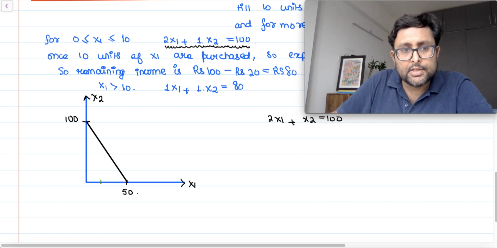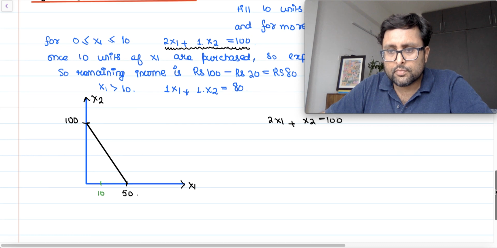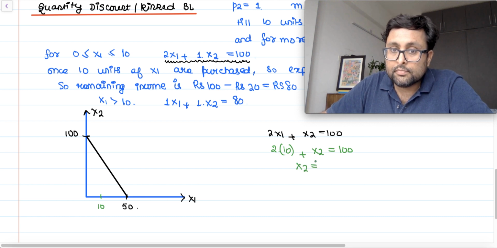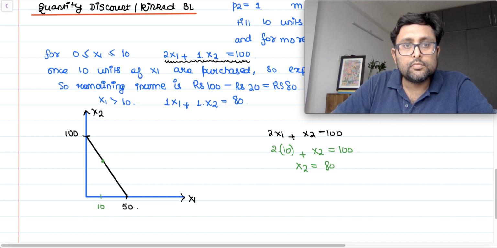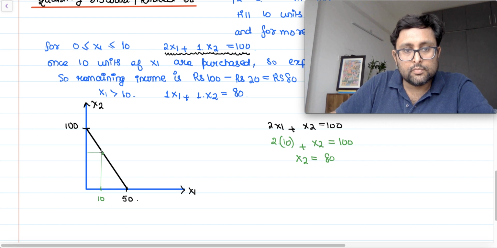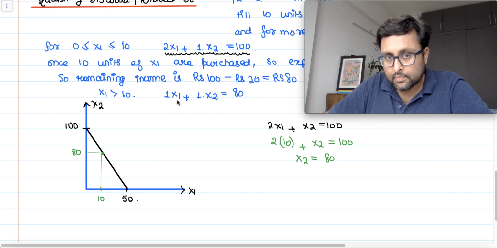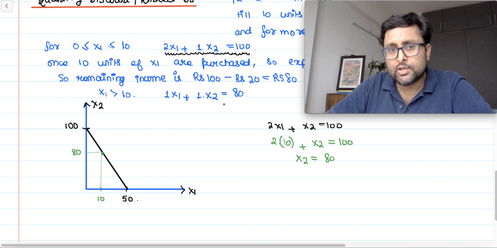So you have 10 units here. Now tell me one thing. If you were buying 10 units, then on this budget line, how many units of x2 could you have bought? This would be 80, somewhere here. And then beyond that, your budget constraint becomes x1 plus x2 equals 80. So beyond this point, your budget constraint looks like this, x1 plus x2 equals 80.